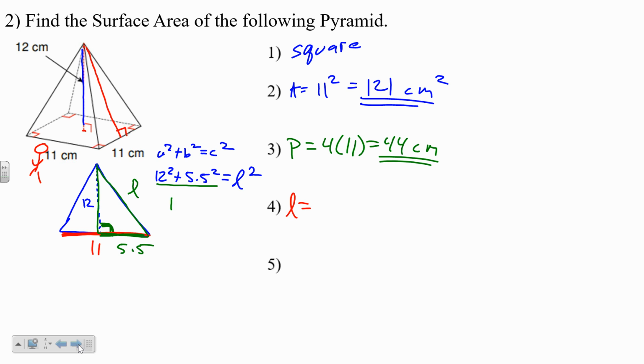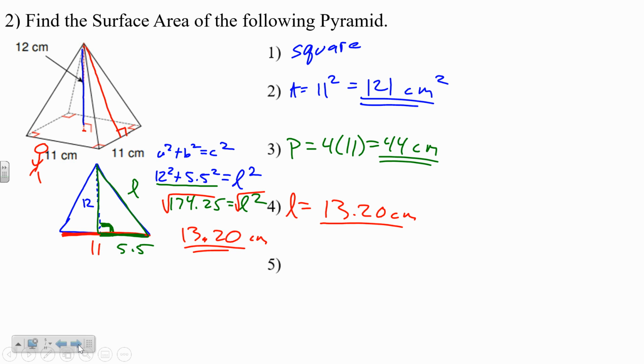That's 174.25 is equal to L squared. And now take the square root of both sides. Don't forget to do that. That ends up being 13.20 centimeters. So 13.20 centimeters.